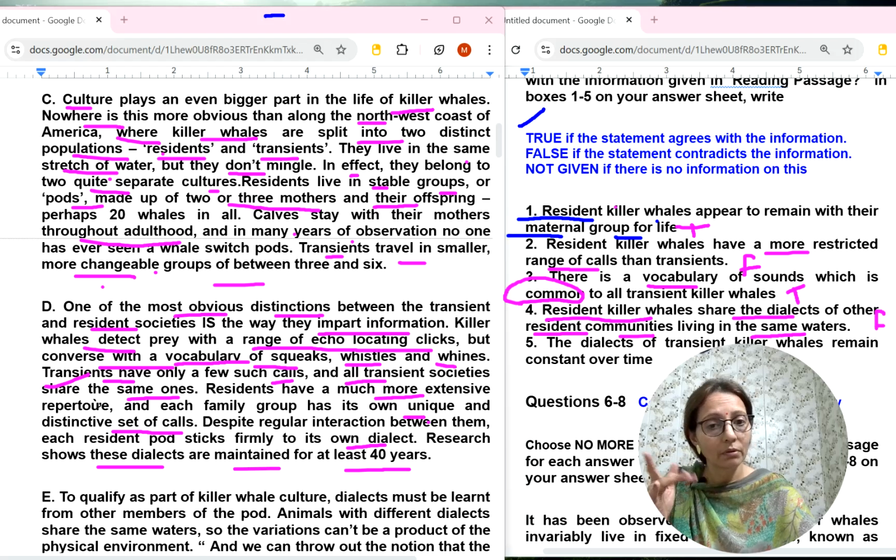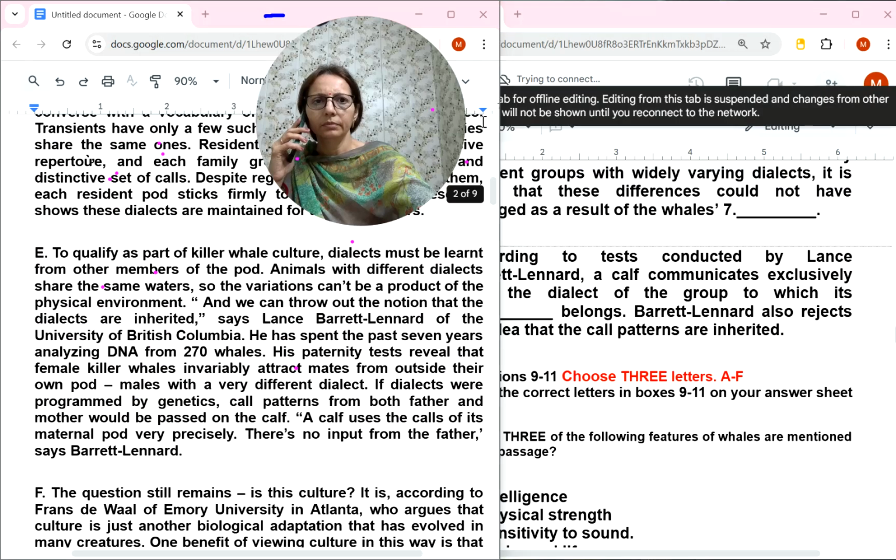Now all the questions we have got true or false, and one question is left. So naturally it will be not given. So I will save my time and put not given for now. Okay, now questions 6 to 8, fill in the blanks.